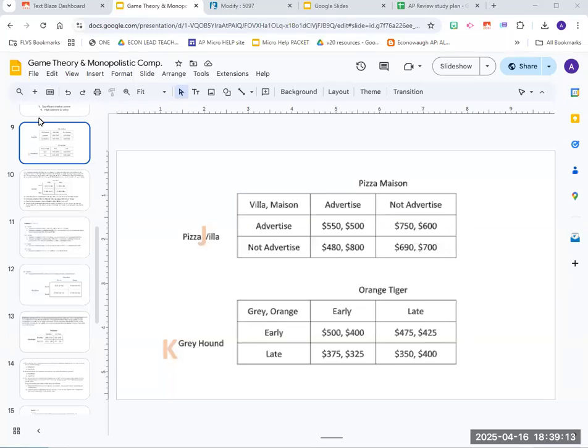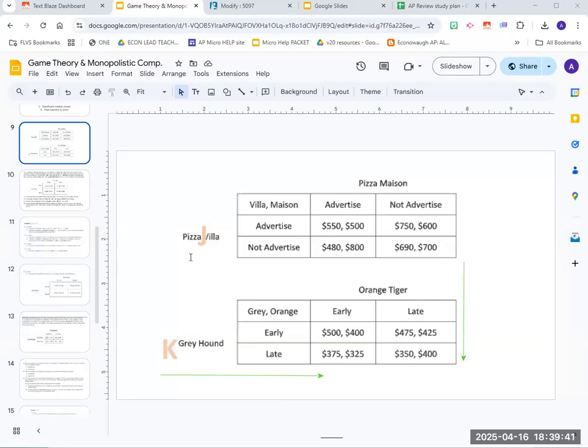You'll notice that Greyhound has early and late right in front of it. That's our left hand player. And Orange Tiger is our top player, and they are going to be the columns. One thing to remember is the player on the left is going to be referring to the rows, and the scenario for the player on the top is going to be the columns. That's one thing to keep in mind and remember.